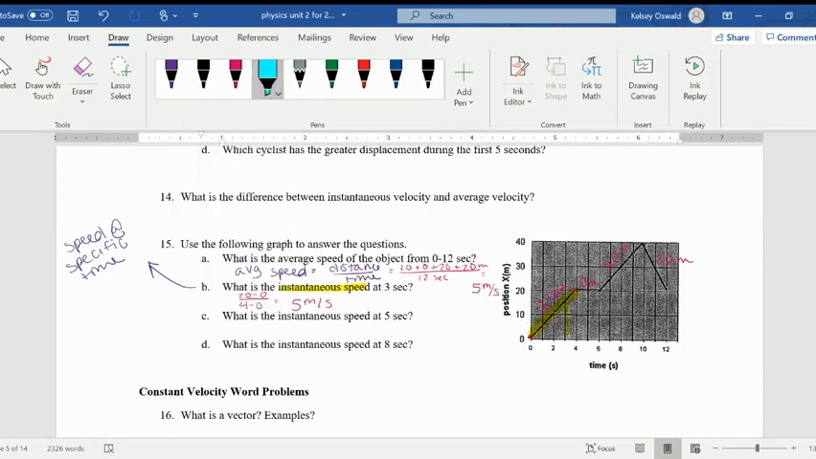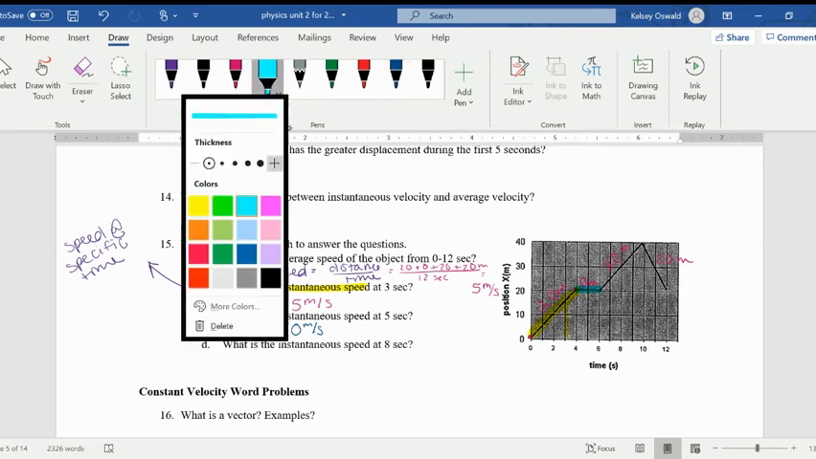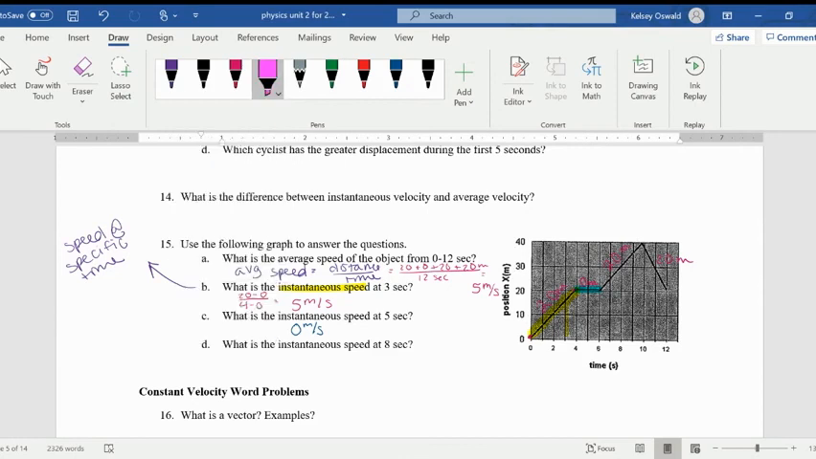However, when we look at C, our instantaneous speed at 5 seconds, it's going to be right here. We can see at that point our line is flat. That means our slope or instantaneous speed at 5 seconds is going to be 0. Our object is not moving at 5 seconds. Okay. All right. And then the last one we are looking at is going to be at 8 seconds. Like about right there.